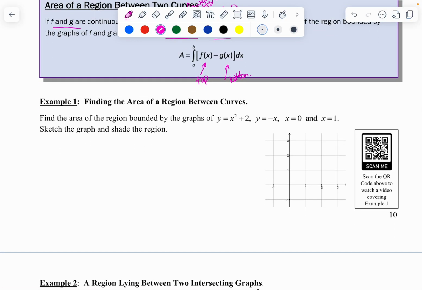So when you're finding the area of a region between curves, you want to find the area of the region bounded by the graphs of y equals x squared plus 2. So let's take a minute and graph that function. Well, x squared plus 2, I know it's a quadratic with a y-intercept of 2, so I'm going to roughly draw it. I know that at 1, it's going to cross at 3, and at negative 1, it's also going to cross at 3. So here's my quadratic.